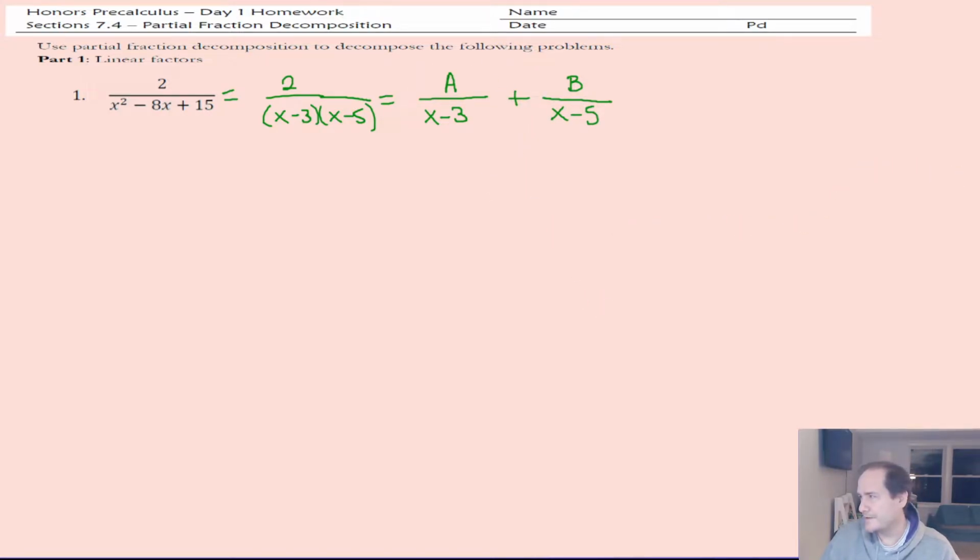All right, what do we say to do now? Now from here you multiply through by this LCD, just like if we were solving an equation. And multiplying through by this, when it distributes over here, both factors cancel, so you just get the 2. Here the x minus 3 cancels, so you get A times the x minus 5. And here the x minus 5's cancel, so you get B times the x minus 3.